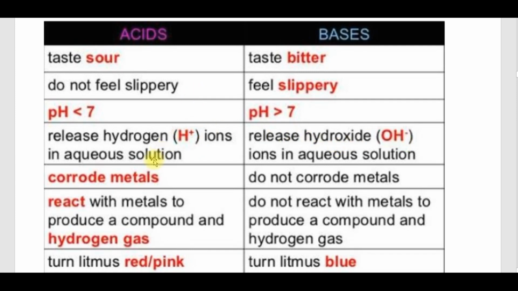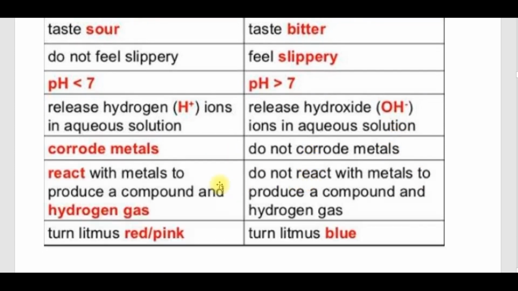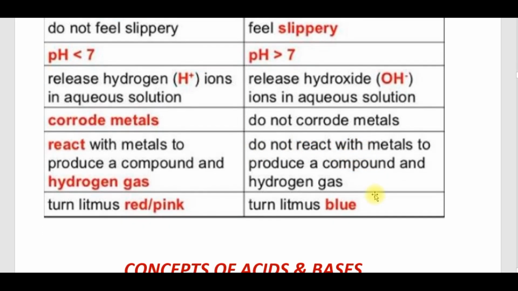Due to the presence of acid, metals may undergo corrosion. But in the presence of bases, metals do not corrode. Then an acid reacts with metal to produce a compound and hydrogen gas, which is a very important reaction. But a base does not react with metals to produce a compound and hydrogen gas.